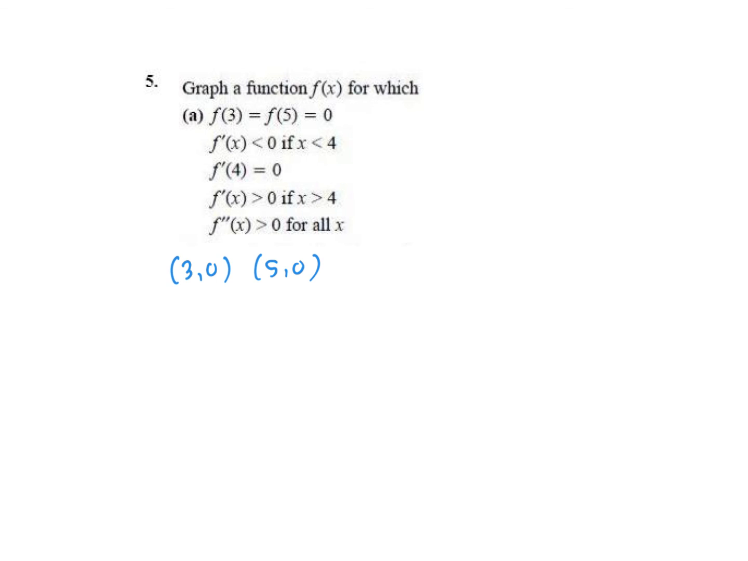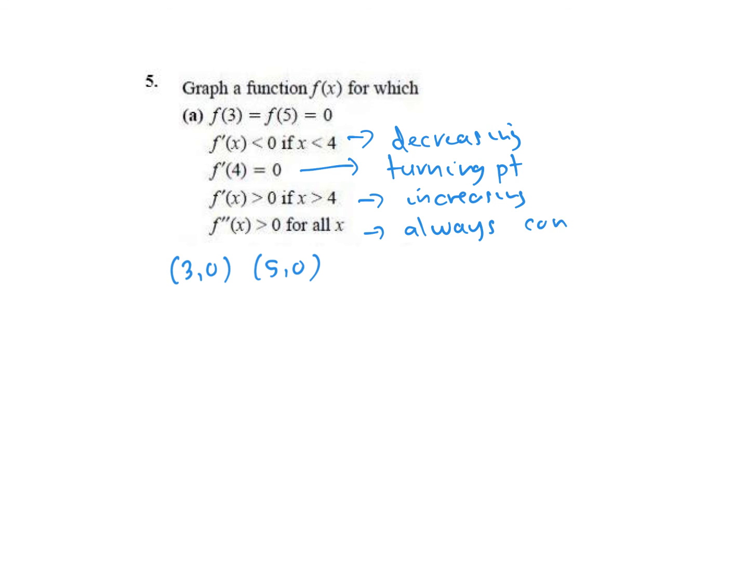So what does that tell me? So f prime of 4 equals 0 is a critical point, or a turning point, because that's where the slope of the tangent is 0. It is negative when x is less than 4, so that tells me it is decreasing, and it is positive after 4, so that tells me it is increasing. And then f double prime of x, or the second derivative, is positive for all x. That means that it is always concave up.